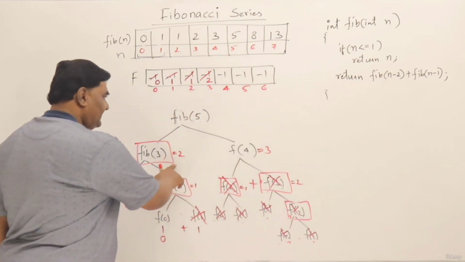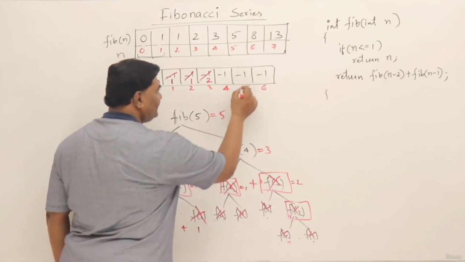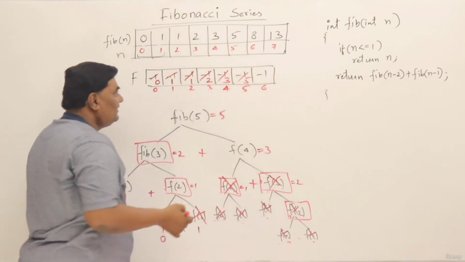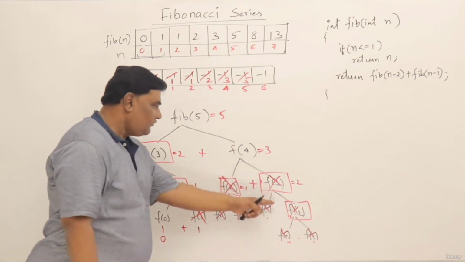Now we know the answer for this side also, that side also, plus. So this becomes 2 plus 3, that is 5. I did not update this. So now this is 5. We know the answers for all. So these calls are avoided.